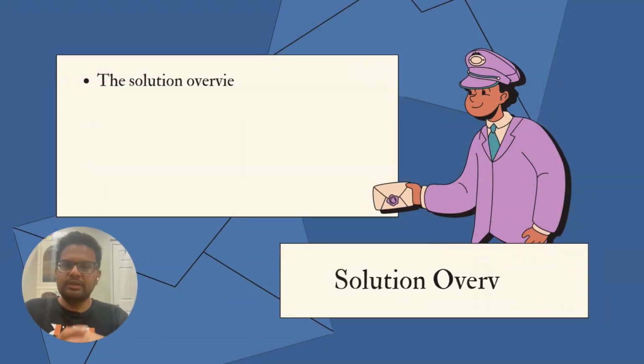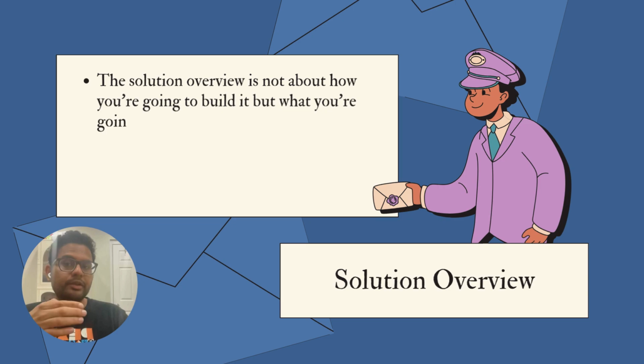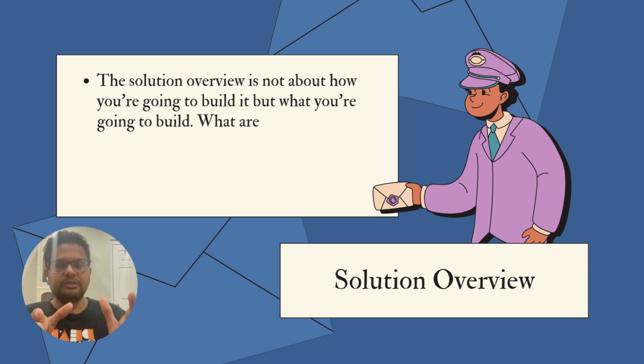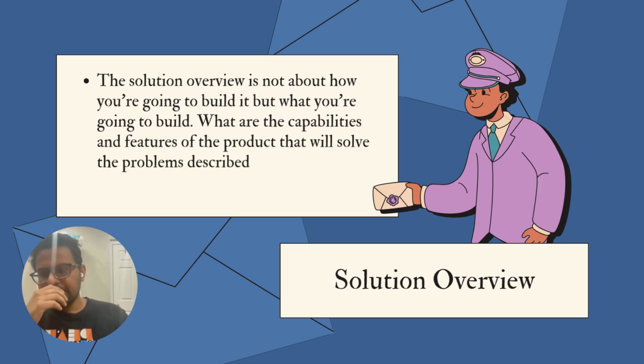Now let's talk about the solution overview section. The solution overview is not about how you are going to build the product, but about what you are going to build. So what are the capabilities and features of the product that will solve the problem described earlier? So this is the solution overview.